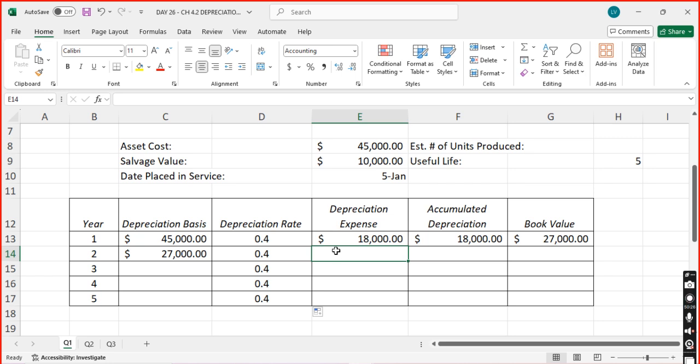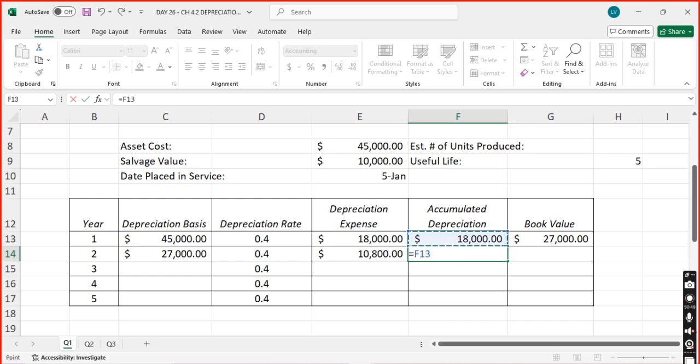Okay, so then what is going to be depreciation expense for the second year? $10,800. So again, basis times rate should give you $10,800. Okay, so then what is going to be my accumulated depreciation for year 2?